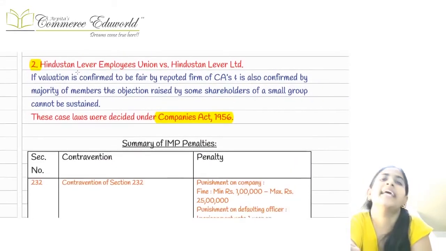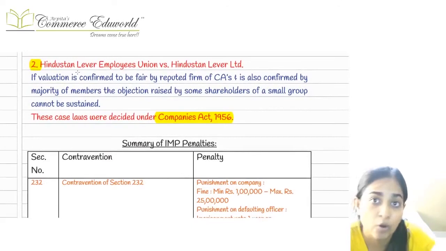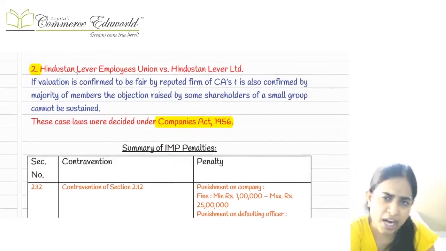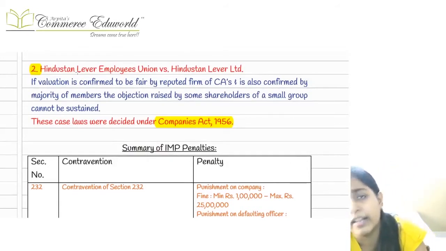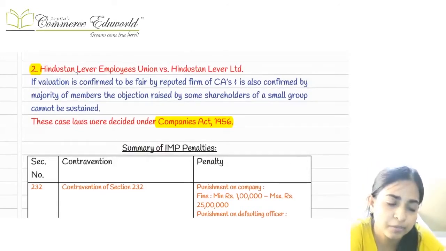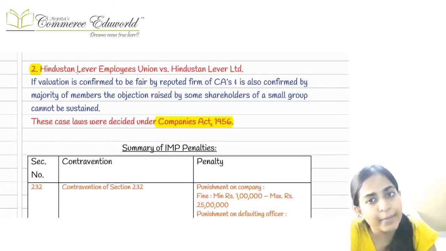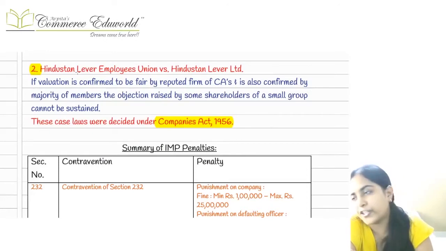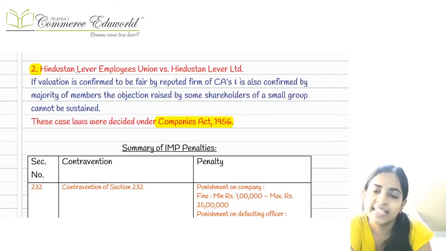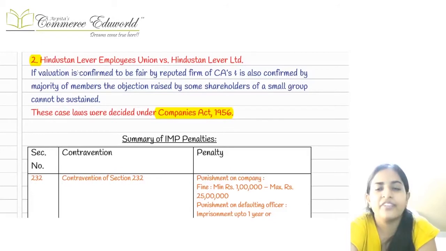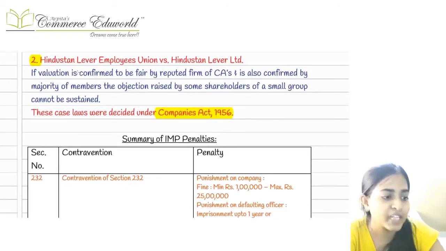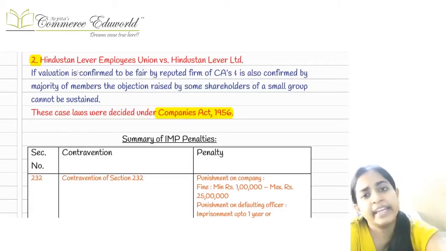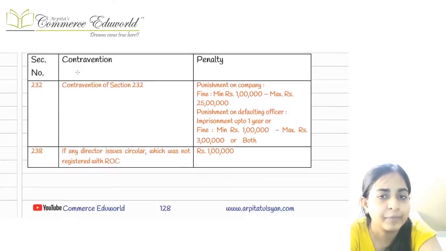And the second one is, just like earlier, all the valuations were allowed to be done by the chartered accountants. If the valuation has been done by the chartered accountants, and if it has been agreed by the majority of the shareholders, then a small group of shareholders cannot raise any objection. Even if they raise an objection, if it has been confirmed by the chartered accountants and agreed by the majority of the shareholders, then their objection cannot be sustained, right?